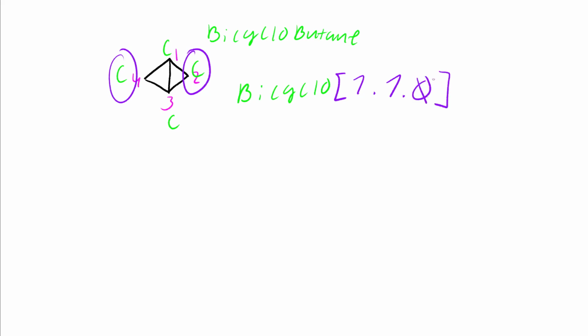Alright, do you understand? There is 1 carbon on the edge. We put 1. There's another carbon at the edge. That is 1. There are no carbons in the middle, so it is 0. We are decreasing, not increasing. So 1, 1, 0. Butane.